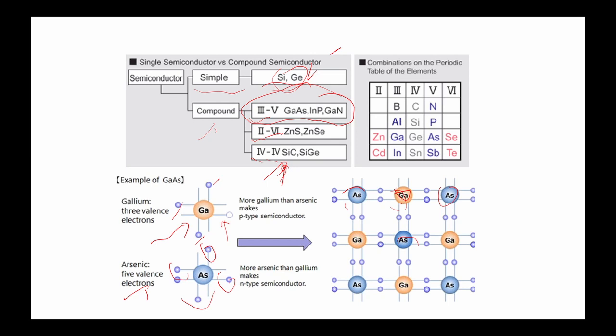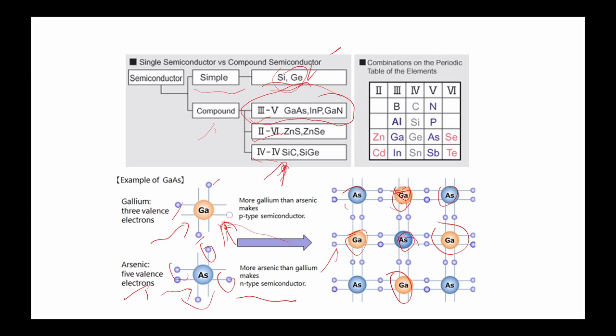Gallium, there will be one more. This arsenic will be connected with 4 gallium atoms, like silicon only. So if the concentration of gallium is more in gallium arsenide, it will make a p-type semiconductor. More concentration of arsenic in gallium arsenide will make an n-type semiconductor. So here we can directly tune the conductivity. We can make n-type or p-type semiconductors directly.